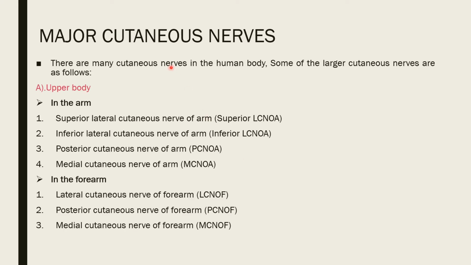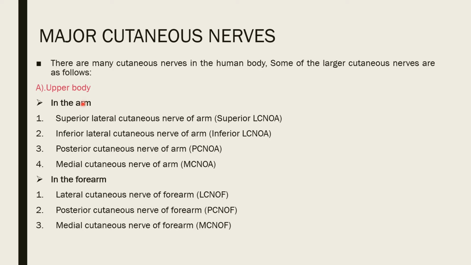There are many cutaneous nerves in the body. Some of the larger cutaneous nerves are given below. We can see the larger cutaneous nerves in the upper body and then in the lower body. In the upper body, we can name them as in the forearm and in the arm.